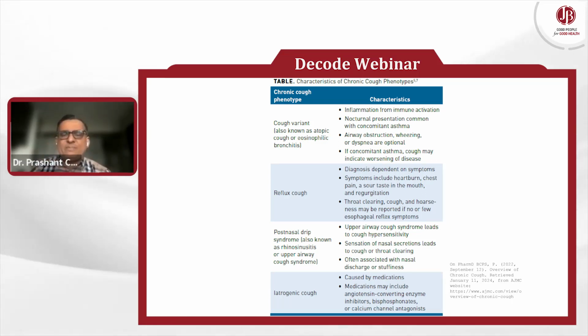And iatrogenic cough, I mentioned, can be caused by ACE inhibitors and bisphosphonates. Bisphosphonates are typically used to treat osteoporosis, and several of our chronic patients who may be on steroids, who are elderly and not very mobile, may be at risk of osteoporosis, and often they may be on bisphosphonates. So we have to find out if the addition of the bisphosphonate was responsible for the increase in cough.